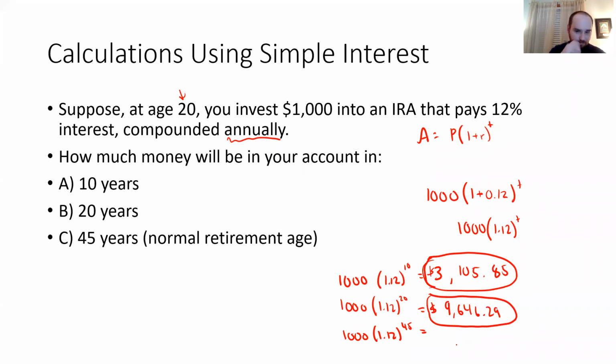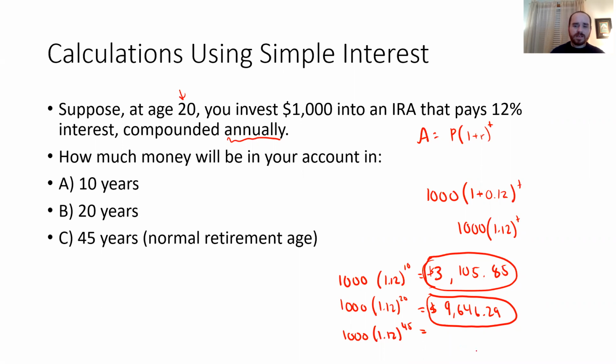So also not bad, right? 20 years, you didn't do anything. You gained what, $8,646? It's not great, but it's not nothing. Right? And then we're going to look at what happens in 45 years. So 1.12 raised to the 45th times 1,000.